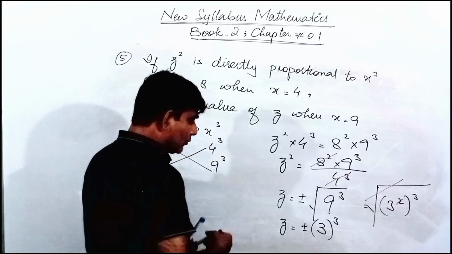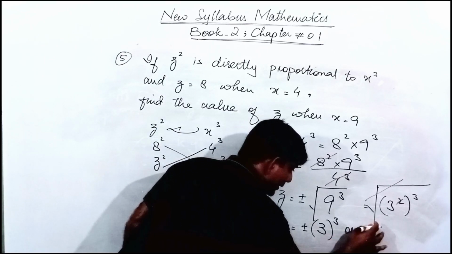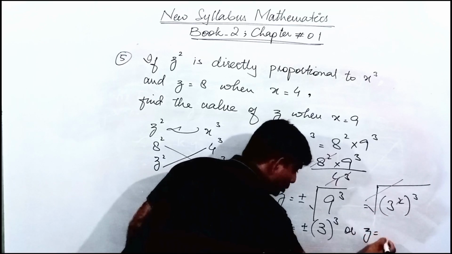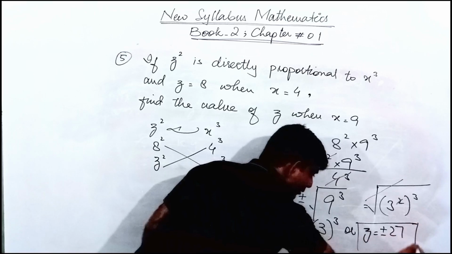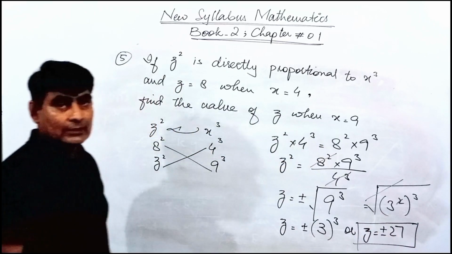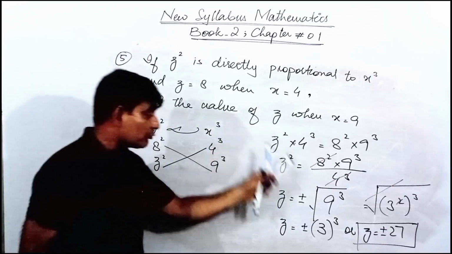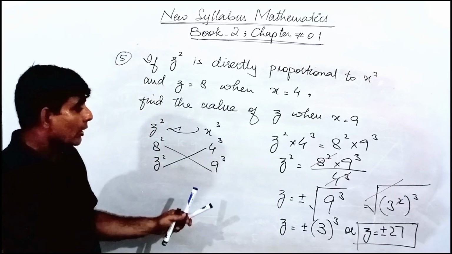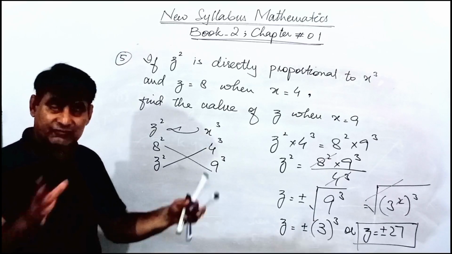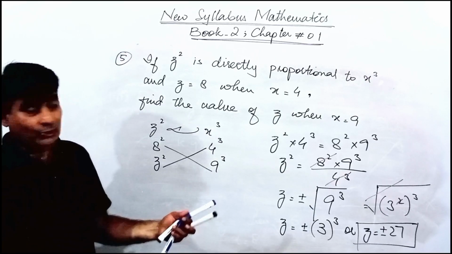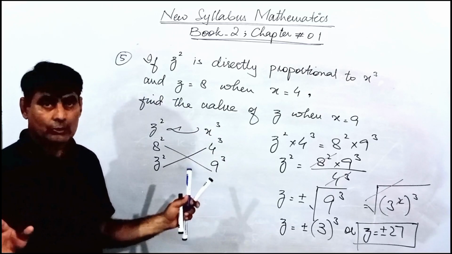So what would be the final answer? z is equal to plus minus 27, or you can write down only 27. This will be the answer. So without making any relation, we are able to solve this one like this. So listen, calculation makes a question difficult or easy. It is based on calculation. Simply the concept is very easy, right?